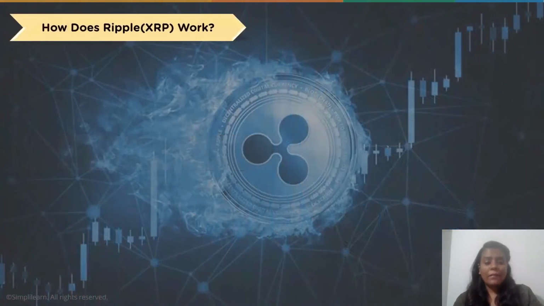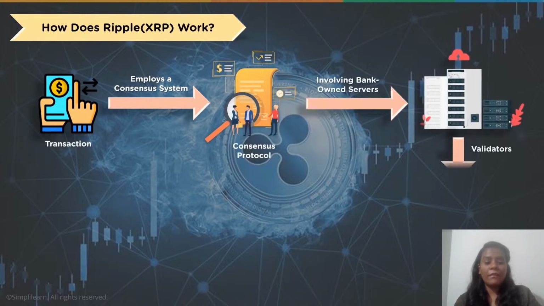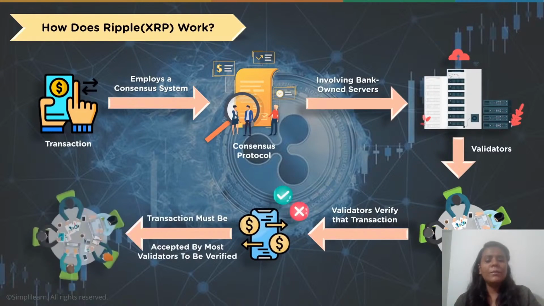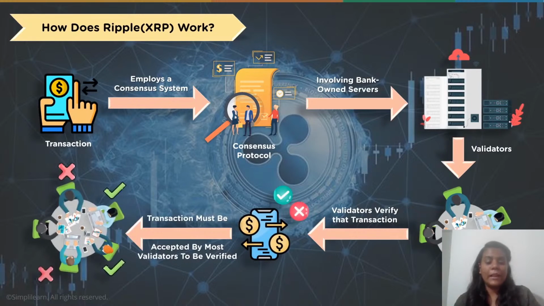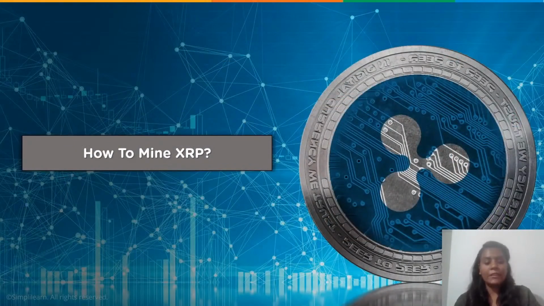To verify transactions, the XRP cryptocurrency employs a consensus protocol. Validators verify that proposed transactions are valid by comparing them to the most recent version of the XRP ledger. Now a transaction must be accepted by the majority of validators in order to be verified. Once it's verified, the transaction is then added to the blockchain. So now that we know how it's working, let's have a look at how Ripple can be mined by its users.